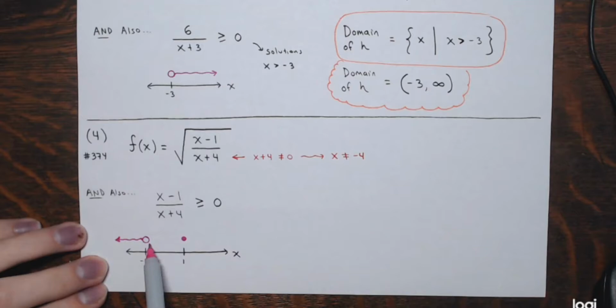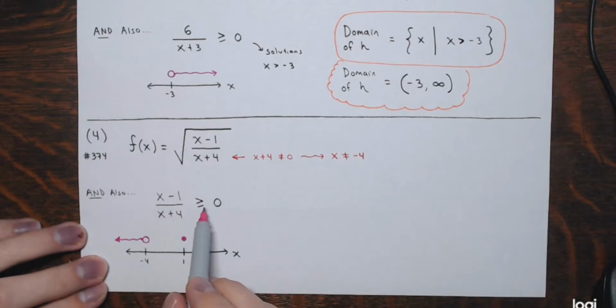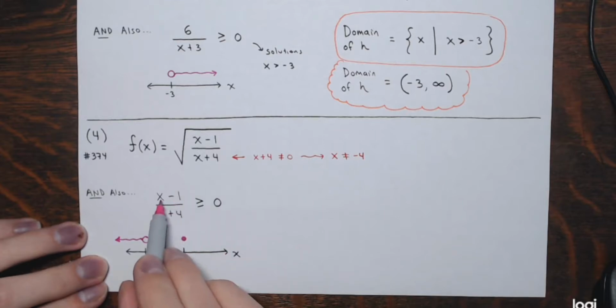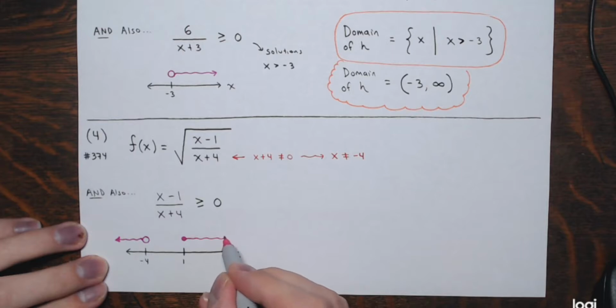Now how about between negative 4 and positive 1? Well, 0 is in between there. That'd be an easy one to pick. If I plug in 0 for x, you'd have negative 1 over 4. Negative 1/4, is that greater than or equal to 0? No. So this interval between negative 4 and 1 doesn't have solutions. And then pick a number to the right of 1, say 2. 2 minus 1 over 2 minus 4 would be negative 1/2, which is negative. That's not greater than or equal to 0. So no, these numbers to the right of 1 are not solutions.